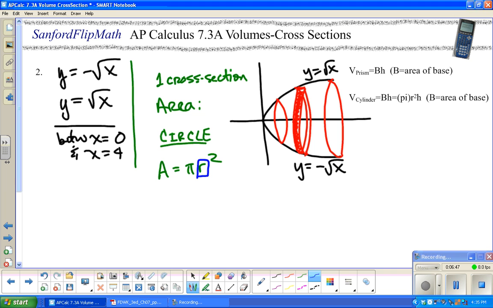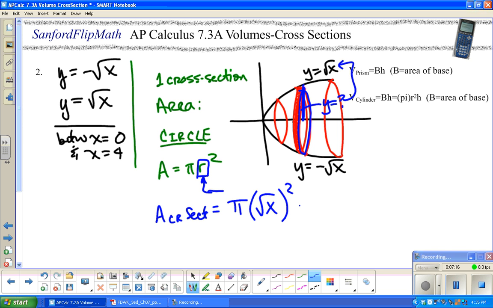Now, we did do something like this back in chapter 5 when we were doing RAM and all that stuff, and now it's just going to get a little more serious. So where are the radii for these circles? If I look at this circle, the radius is really that. Well, isn't that a y value? And isn't that this? So the area of one cross section is going to be pi times the square root of x squared, which I'm going to simplify to pi x. Now, it turns out that this is all number 2 wants us to do.